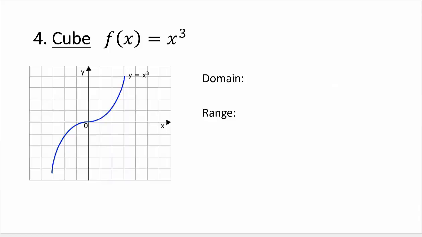Our fourth function then is the cube function. f of x is equal to x cubed. So as we're looking at both the domain and range in this function, we can see that they would both be all real numbers. So it's going to continue to the left and right forever, and also continue down and up forever as we continue those arrows.